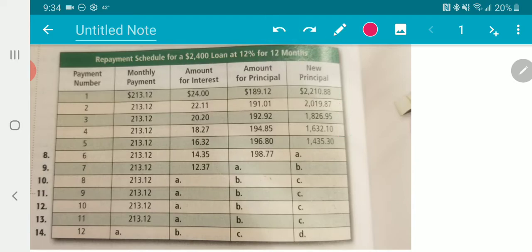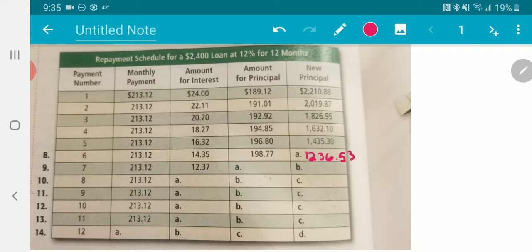So now when we're solving this, we can go through and use the same equations we've been using. So for my new principal, I'm taking my previous principal, which is this 1,400, and I'm taking away the amount for the principal. So 1435.30 minus that 198.77, which is directed towards that principal payment, and now my new principal is $1,236.53.